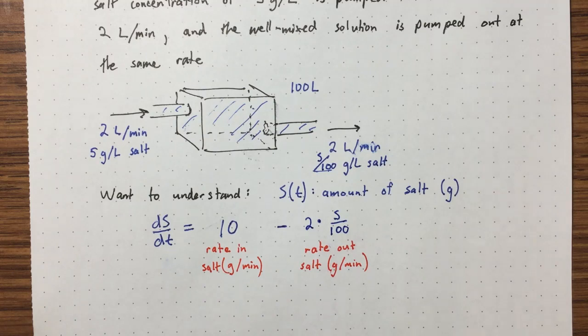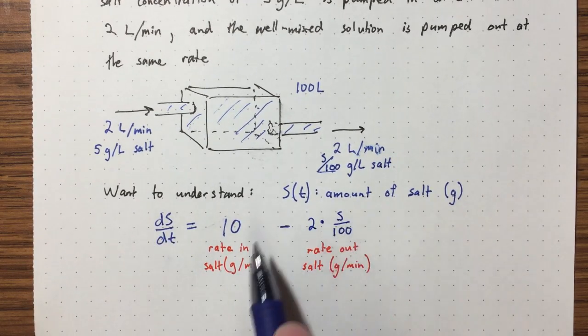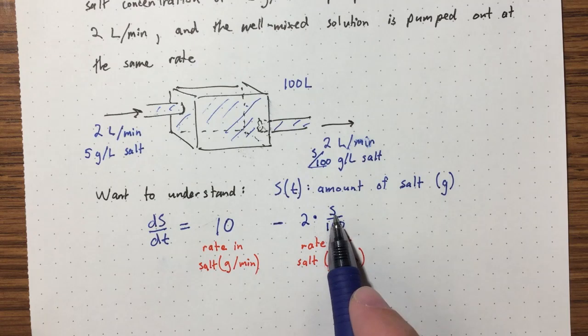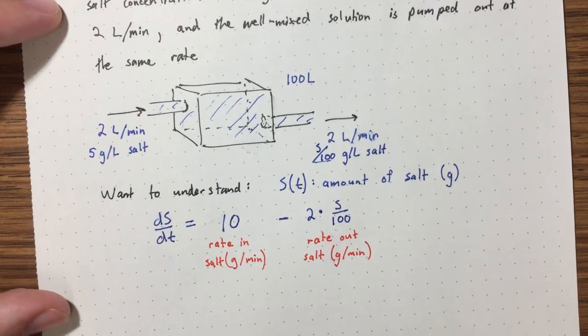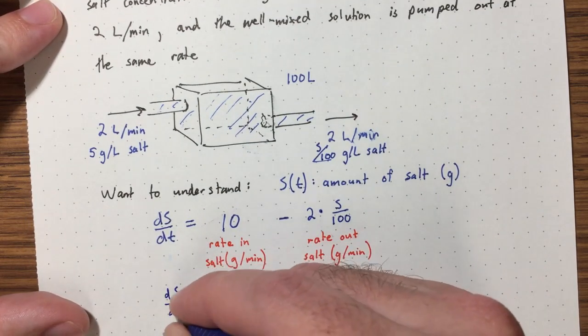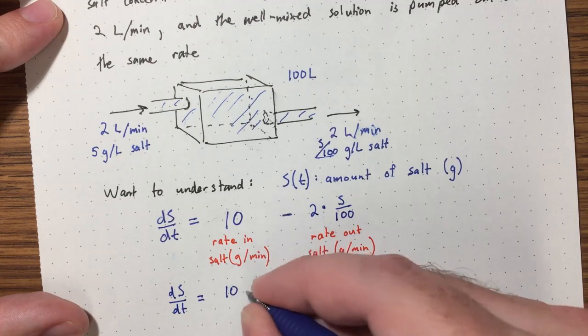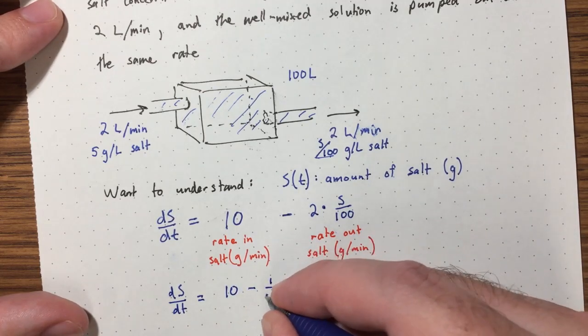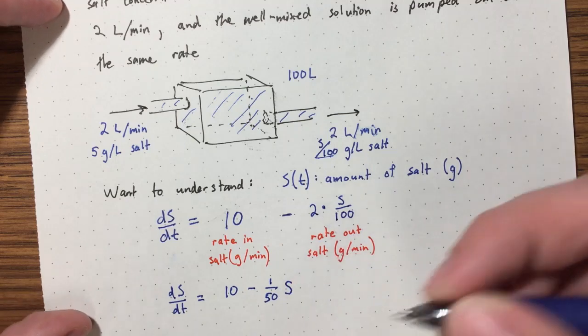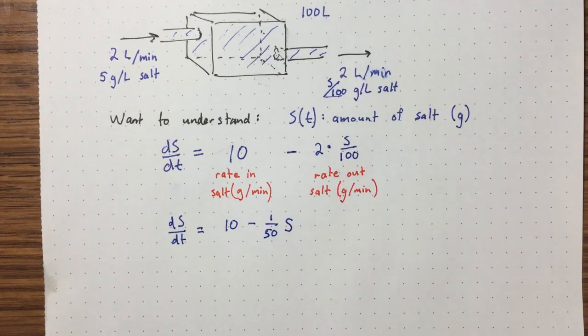And we have our differential equation. So we have ds dt, and we have the function s appearing over here. Let's simplify this a little bit. So ds dt is 10 minus 1/50th times s. And that's our differential equation. Okay, so how is changing variables coming into this, right? We haven't changed any variables yet. So that was just to get practice setting up this differential equation.